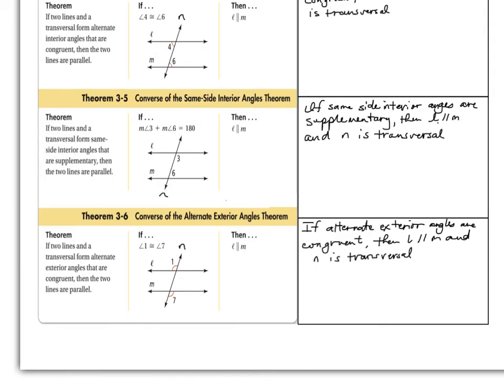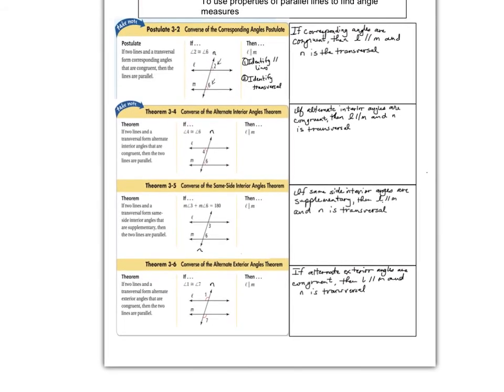Okay, and then the final one is now we're going to say if two lines and a transversal form alternate exterior angles that are congruent, then the two lines are parallel. So, here in this picture, you see that 1 and 7 are alternate exterior. They've got the markings so that they're congruent. If alternate exterior angles are congruent, then L is parallel to M. Okay? So, these are the four ways to prove lines parallel. These four ways. That's very important. You're probably going to want to write that down in your notes. These are the four ways to prove that two lines are parallel.